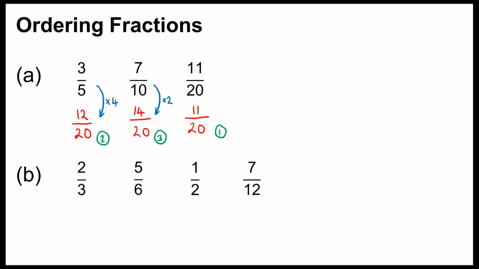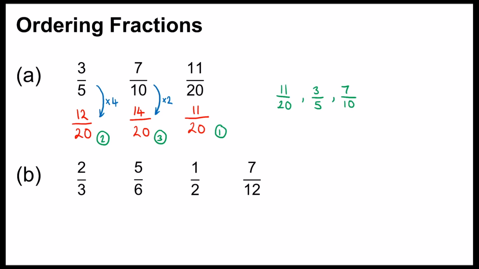The last thing to do is to write my fractions in order. However, I need to remember to write them in their original form. Assuming I want them in order from smallest to biggest, that means my first number is going to be 11/20. My second number is going to be 3/5, and my final number is 7/10. And that is all of the fractions in order from smallest to biggest.